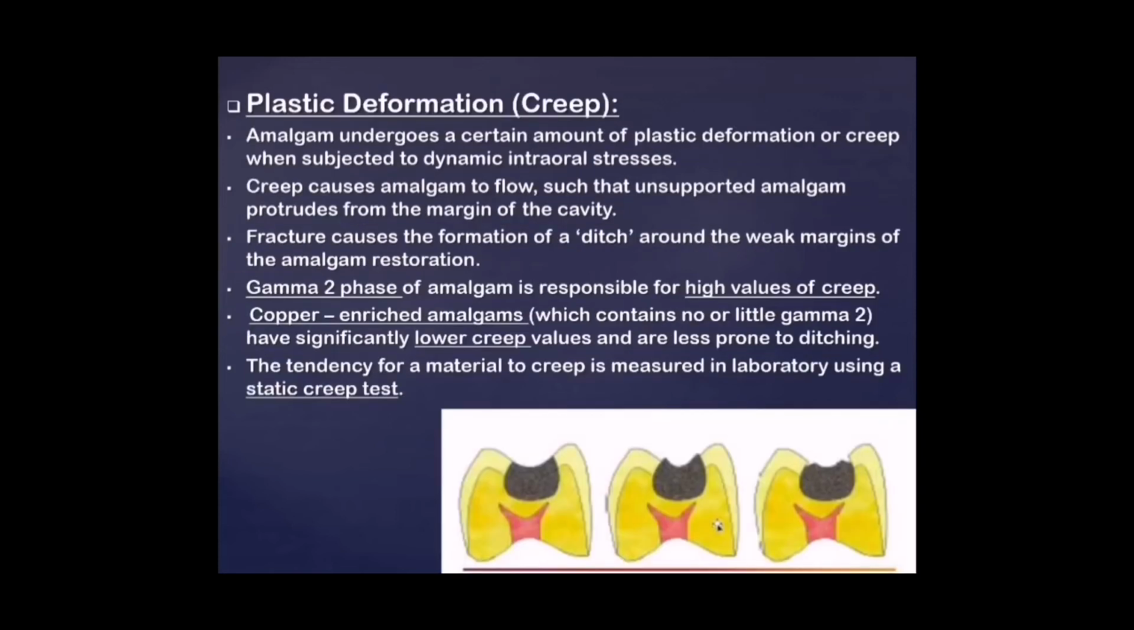Plastic deformation, known as creep. What is creep? Amalgam undergoes a certain amount of plastic deformation or creep when subjected to dynamic intraoral stresses. Creep causes amalgam to flow such that unsupported amalgam protrudes from the margin of the cavity. Fracture causes formation of a ditch around the weakest margin of the amalgam restoration.